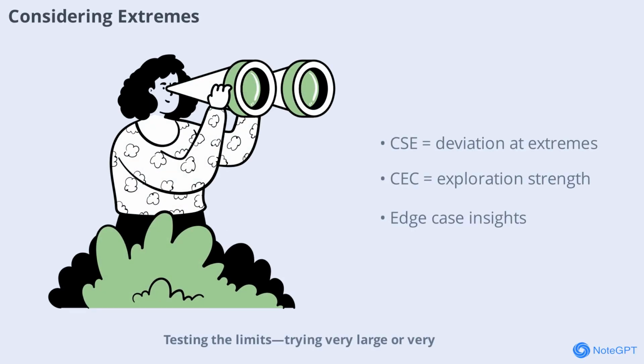Testing the limits, trying very large or very small cases, can reveal hidden patterns or weaknesses. In CSE-CEC terms, CSE is the deviation you observe as you push parameters to extremes. If the system behaves unexpectedly, CSE spikes. CEC then determines how far you push these extremes. Should you keep exploring or pull back? This method is especially useful in optimization and physics, where edge cases often expose the true nature of a problem. As you learn from the extremes, CSE guides you back to the typical regime.